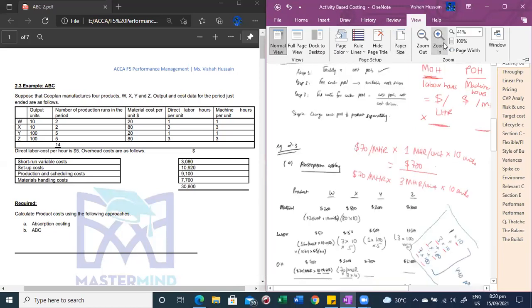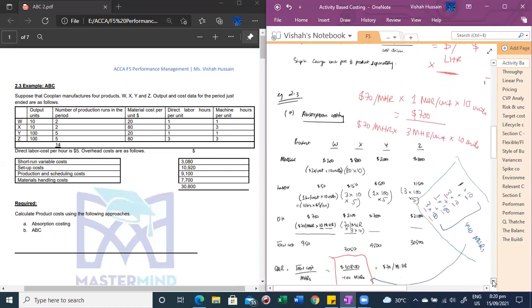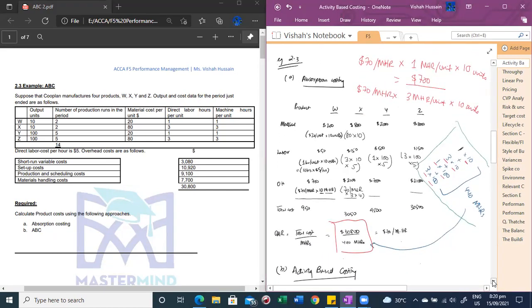I hope you guys can see the question on the left side. Now the question says that suppose that Coupland manufactures 4 products, W, X, Y, and Z. Output and cost data for the period just ended are as follows. These are your products. Output units are 10, 10, 100, and 100. Number of production runs in the period are 2, 2, 5, and 5. I'll explain what production runs are in a bit.